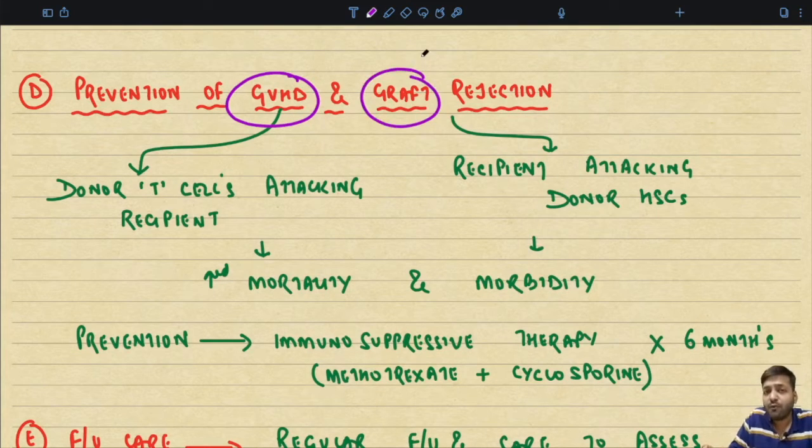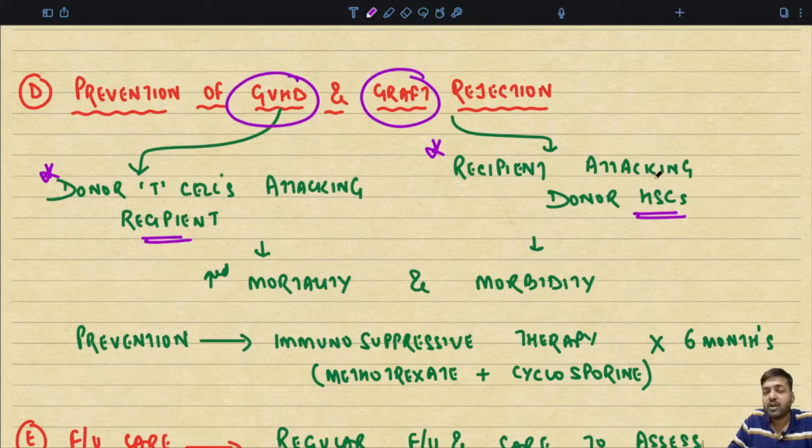So first you have to understand what is GVHD. GVHD is the condition when the donor T cells start attacking the recipient, and graft rejection is when the recipient starts attacking the donor hematopoietic stem cells.